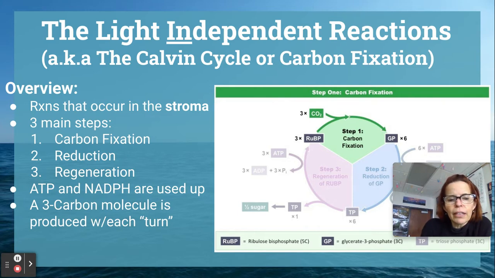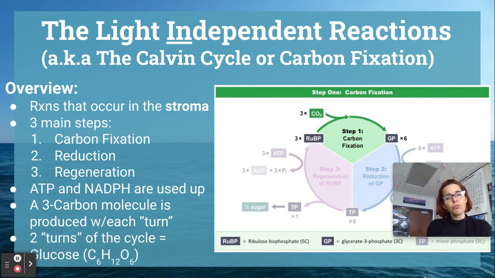A 3-carbon molecule is produced with each rotation, sort of. It's not rotating, you guys, but in a diagram of it, it's rotating. So with each turn of the Calvin cycle, we make a 3-carbon molecule, and then after 2 turns, those 3-carbon molecules get put together to make something like glucose. So you really need to pay attention to the number of carbons that are involved. So for example, 1 carbon dioxide just has 1 carbon. But if you take 3 carbon dioxides in, now you have 3 carbons.